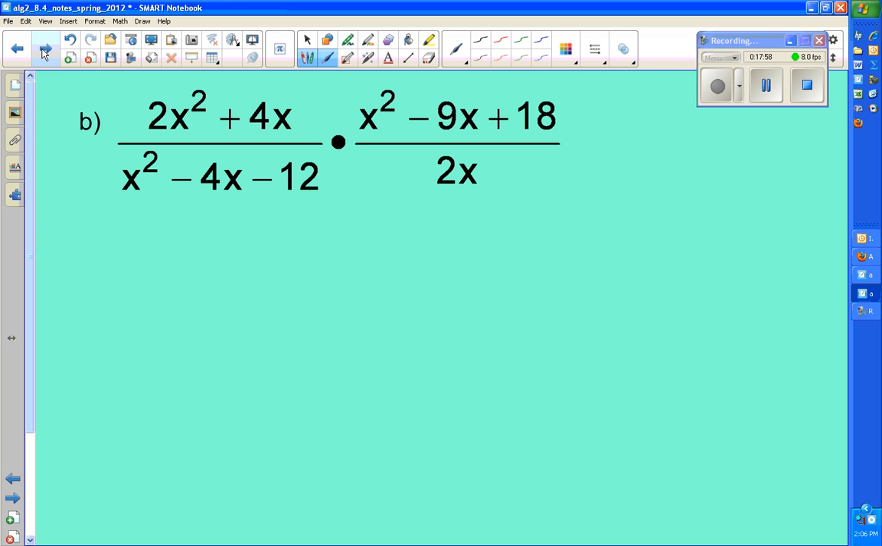Okay, so on the left-hand side, Zach, how's the top factor? What do you do on the top? Take out the 2x. And what's left? X plus 2. Tyler, on the bottom left? I got x minus 6, x plus 2.